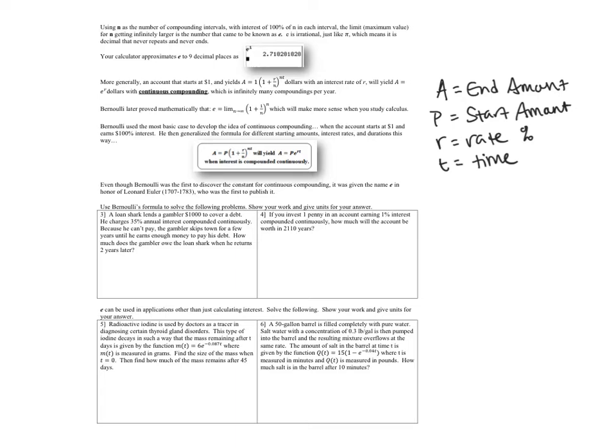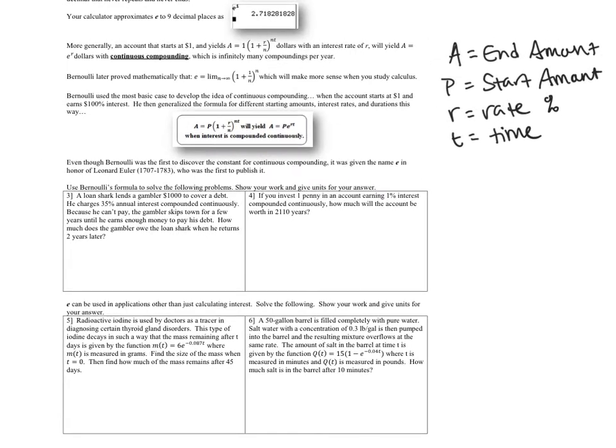So let's take a look at that very first problem, problem number 3. This one's talking about a loan shark, and we're going to zoom in so we can see that a little bit better. A loan shark lends a gambler $1,000 to cover a debt. So $1,000 right here. We are starting with that $1,000, so that is going to be P. That's our start. He charges 35% annual interest compounded continuously. If you see this compounded continuously, that's when you know we're going to be using the PERT equation.